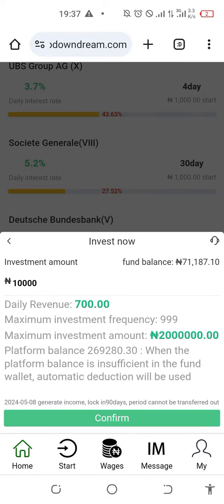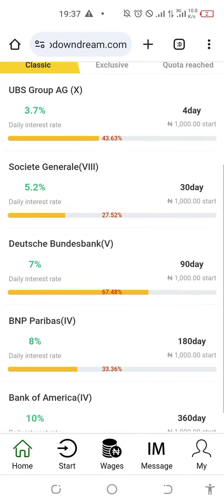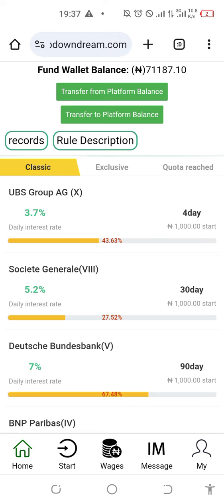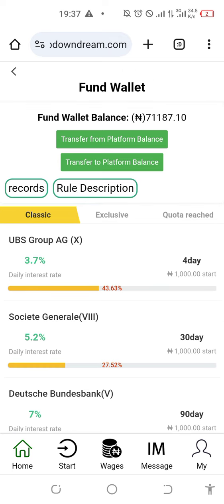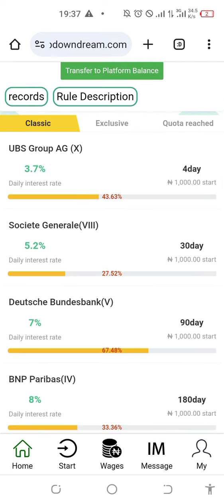So 73,000 will show on my dashboard at the end of my investment. They will all show here on my fund wallet balance. So let me use an example. We are still under classic now. That's why you can see that classic is written under, in yellow, right?